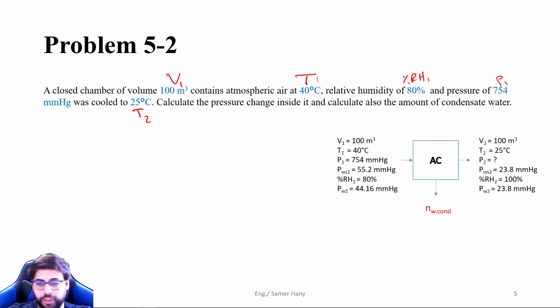So first off, drawing the system, we have all the conditions entering the air conditioner, and we have the conditions going out. We do have the volume, since it's the same room, so the air conditioning is just taking the 100 meter cubed of air, conditioning it, and then returning it into the room. So the volume remains the same. The temperature is dropped from 40 degrees Celsius to 25. We don't know the pressure, but we need to get the pressure drop or pressure change, which is delta P, P1 minus P2.